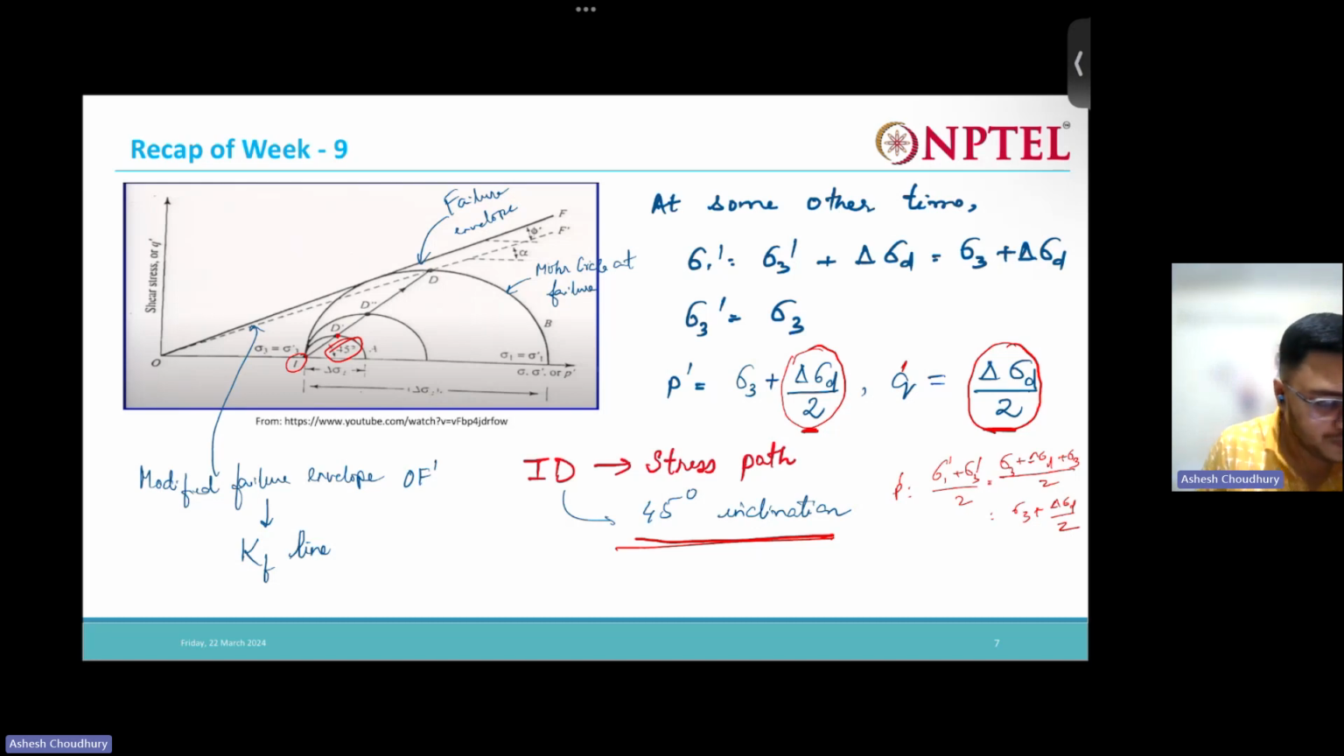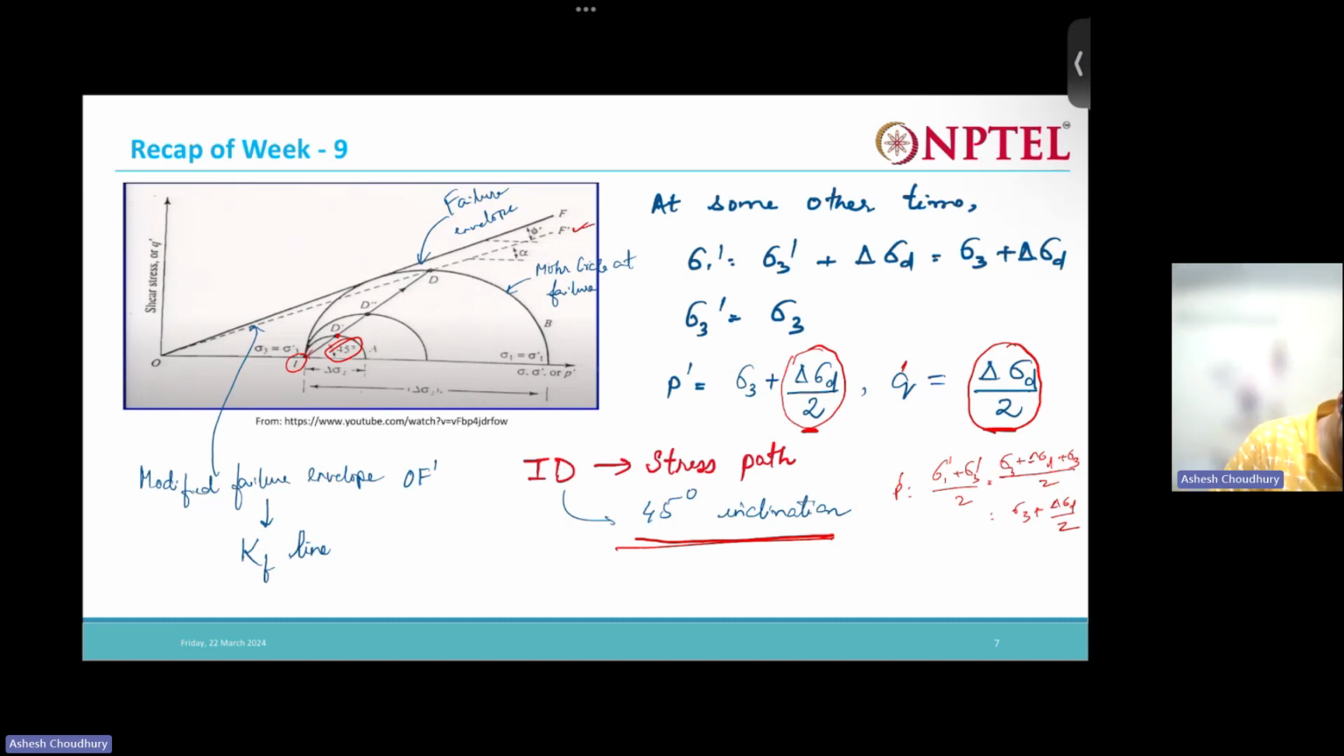All right, now, as I said, this OF prime that you see here is nothing but the stress path.